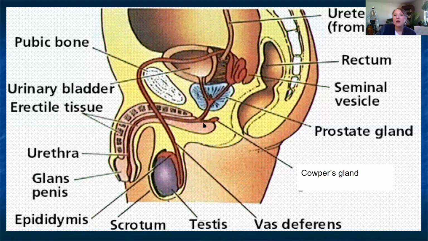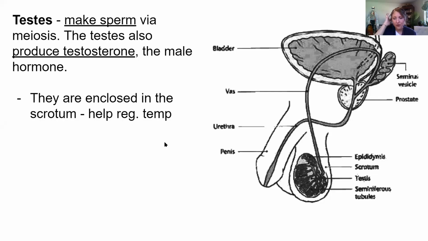They unite, pick up anything from the Cowper's gland that they need and the prostate gland that they need, and then that's when they go through the urethra, and you can see it going through the glands of the penis again. So it's a good cross shot. We're going to kind of talk about each of these parts as we come across them.